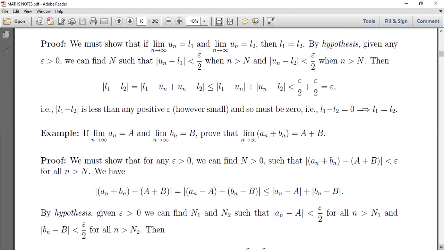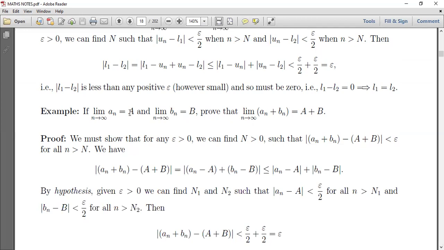Also, following the same argument that I have explained, we want to prove that if the limit of AN is equal to A and the limit of BN is equal to B, then the limit of AN plus BN is equal to A plus B. Still, we need to use the definition of a limit.